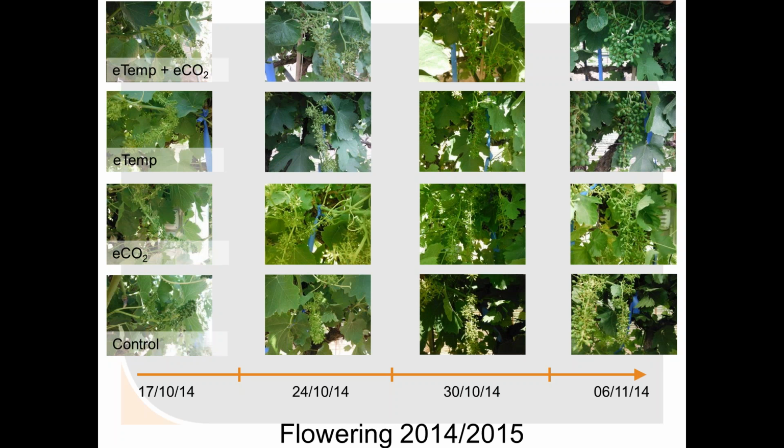For flowering, we also see earlier flowering for our treatments where we have elevated temperature. Once again, you can see just as the vines are still flowering in our controls, we've got fruit set already in our elevated temperature treatments, and in this final point here, just as we have fruit set in our control, the berries are well and truly formed and growing in our elevated temperature treatments.